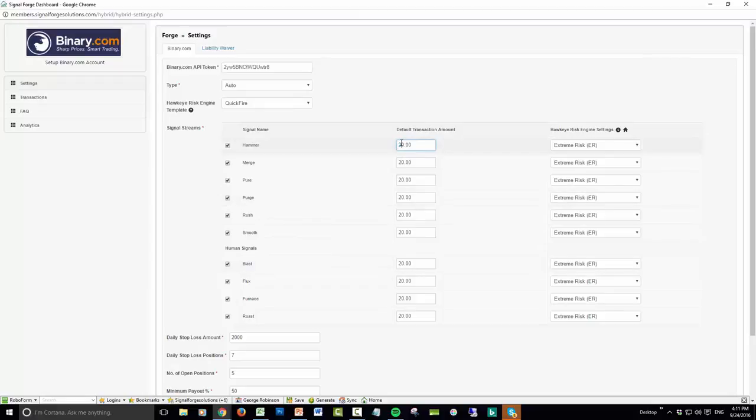As a general rule, and again, it's only a suggestion, I suggest that any settings you change in here, be it extreme risk, your Hawkeye's risk engines, whether turning systems on or off, or even your default transaction amount and the stuff down here, set it for the month, do your research, set it for the month and leave it alone. Then at the next month, look at where your account is, do some more research and see if you want to change anything, and see if you want to scale your account up at that stage.